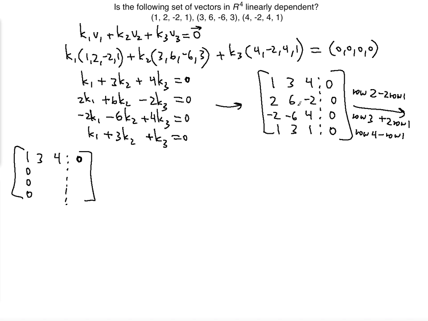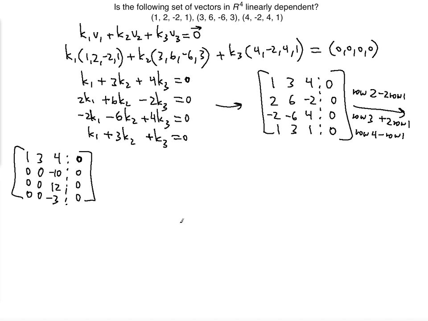So the second row: 6 minus twice 3, that's 6 minus 6, which is 0. Negative 2 minus twice 4, minus 8, negative 10. These will remain zeros, because no matter what happens, that will not affect them. Row 3 plus twice row 1: negative 6 plus 6 is 0, and 4 plus twice 4, plus 8, is 12. The last row, row 4 minus row 1: 3 minus 3 is 0, and 1 minus 4 is negative 3.